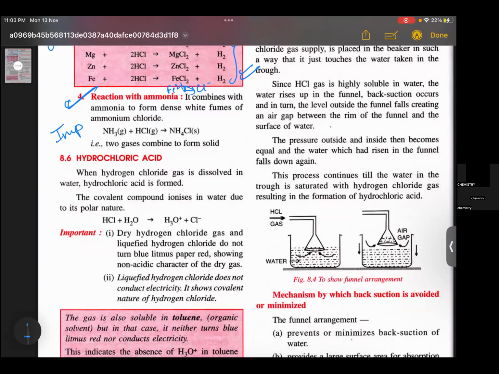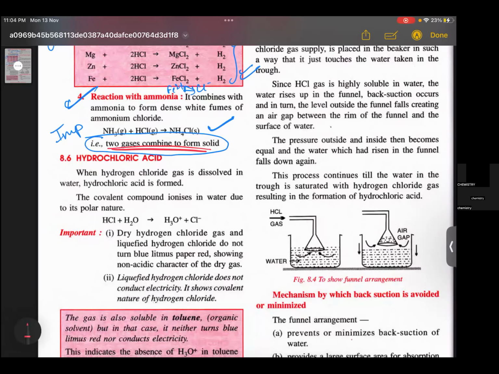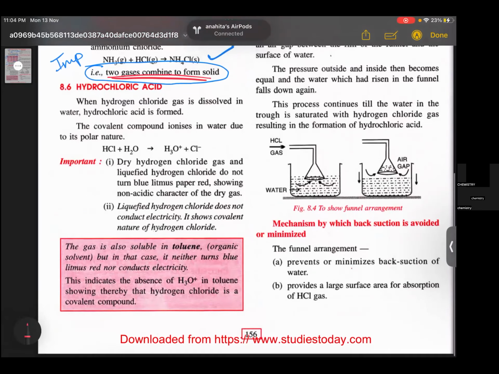Now, reaction with ammonia, important mention in the syllabus. It combines with ammonia to form dense white fumes of ammonium chloride. This is what we had learned, and this is going to form the basis of your chapter, of everything ahead, of how you form your observations. You need to understand what combines with what to give us what observation. And these are the only two gases in your syllabus that combine to form a solid. So the question can come like, name two gases that combine to form a solid, and you have to mention NH4Cl.